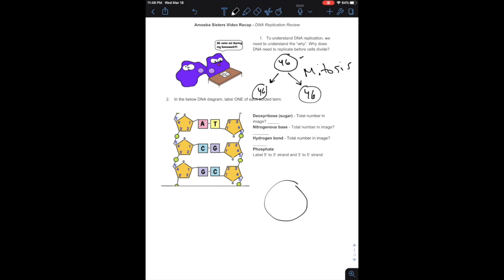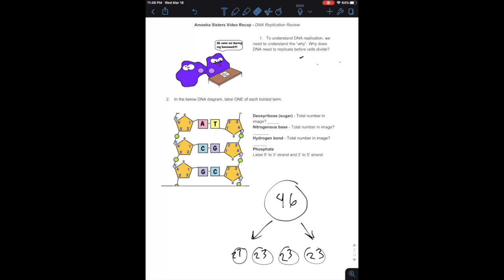Or if we're talking about meiosis, right, we need DNA to duplicate so that when the cells go through meiosis and then create 4 haploid cells, they each have 23 chromosomes like they're supposed to for gametes. So just making sure that the cells, when they divide, have the appropriate amount of DNA. If the DNA did not replicate, then the amount of DNA in the cells would decrease every time that they would divide.